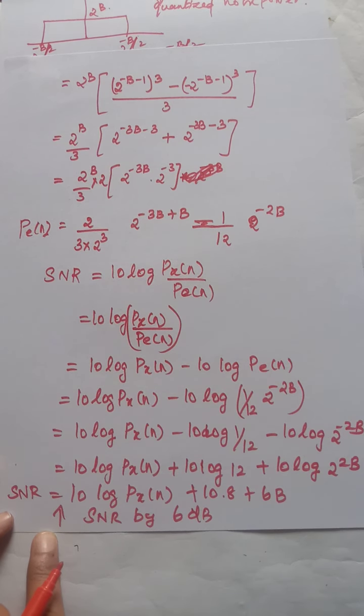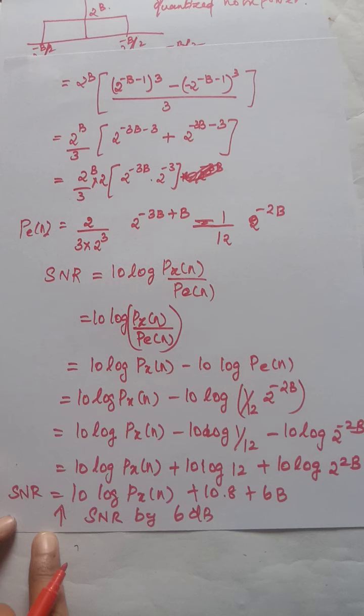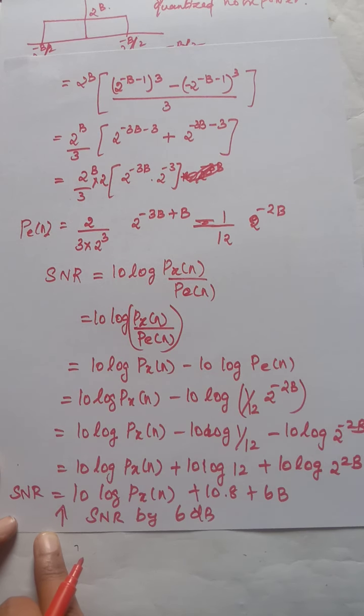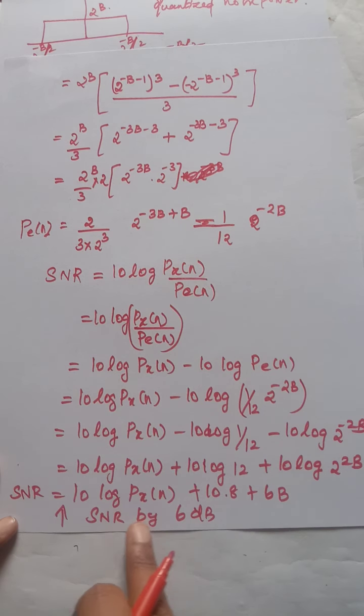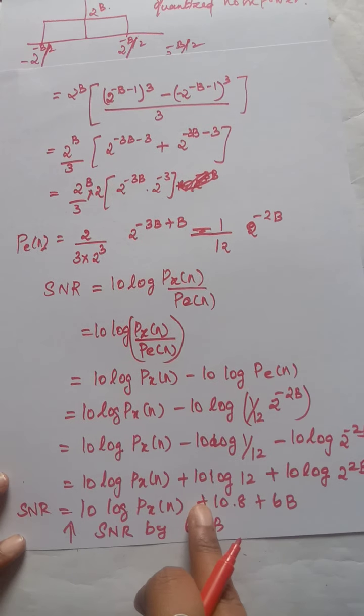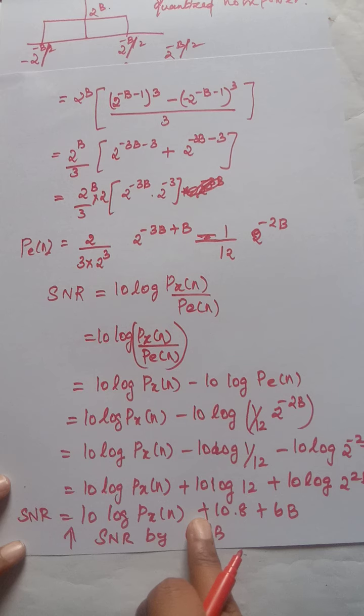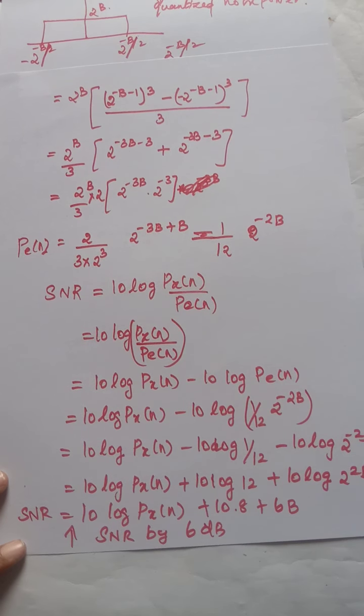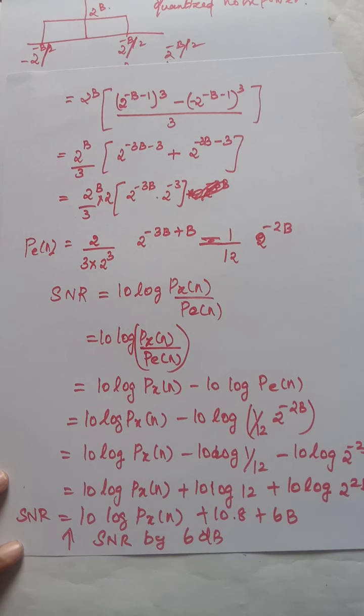So here what we can conclude is, in this input quantization noise power, each additional bit accommodated in the quantization process reduces the quantization noise power by 6 dB. So this is the signal to noise ratio of the input quantization error, or analog to digital conversion of the signal.